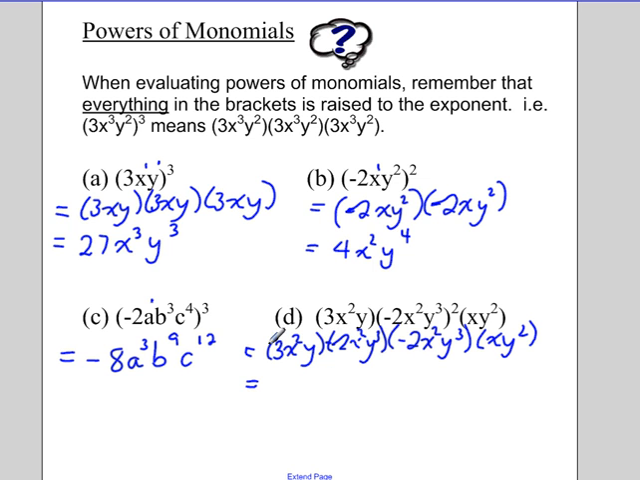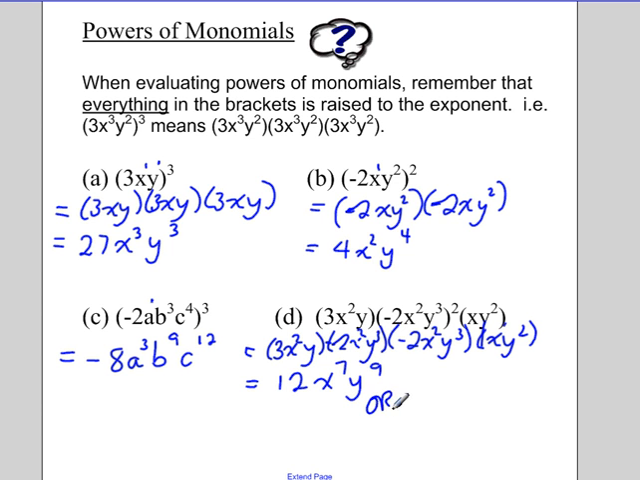So do that and then get your answer. What's 3 times negative 2 times negative 2 times 1? And you will end up with 12. And what's x squared times x squared times x squared times x to the 1? And you will end up with x to the 7. And what's y times y cubed times y cubed times y squared? And you will end up with y to the 9. That is one way of doing it.